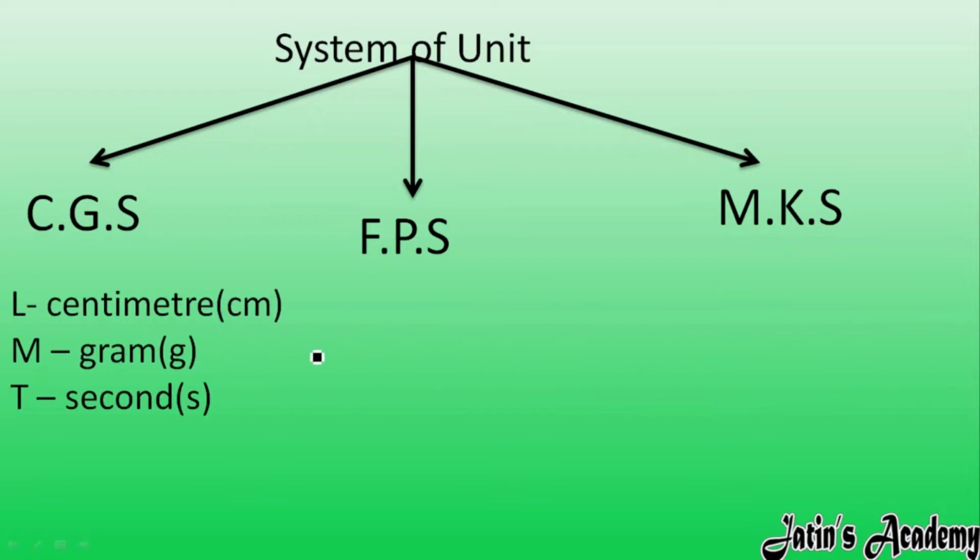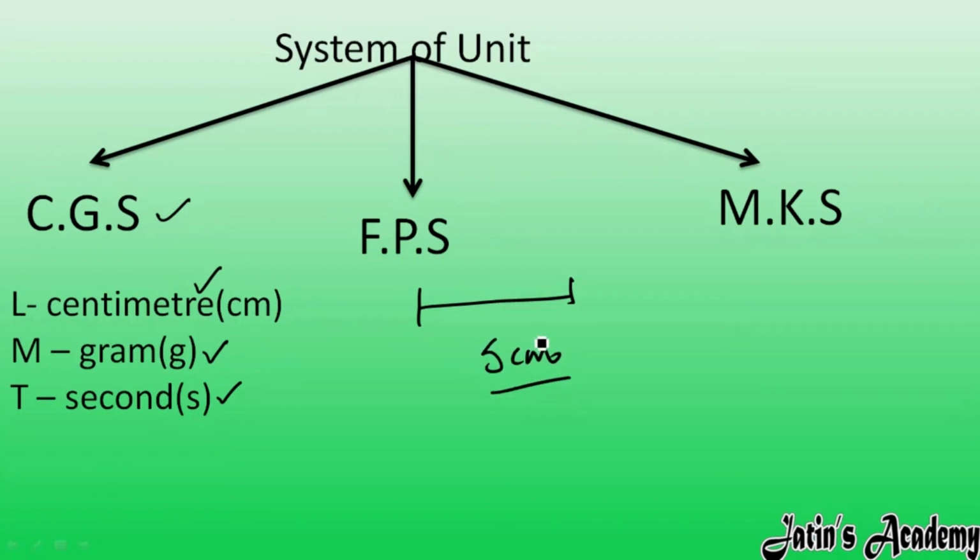According to the CGS unit, length we are measuring in centimeter, mass we are measuring in gram, and time we are measuring in second. If I want to measure the length of this line, but I want to measure it in CGS unit only, then I will say it will be 5 centimeter or whatever is there. I will use just centimeter. I will not use meter or kilometer here. I have to convert it, and it should be in centimeter only.